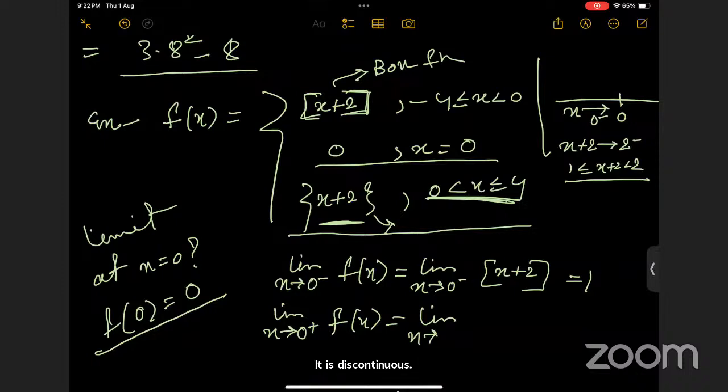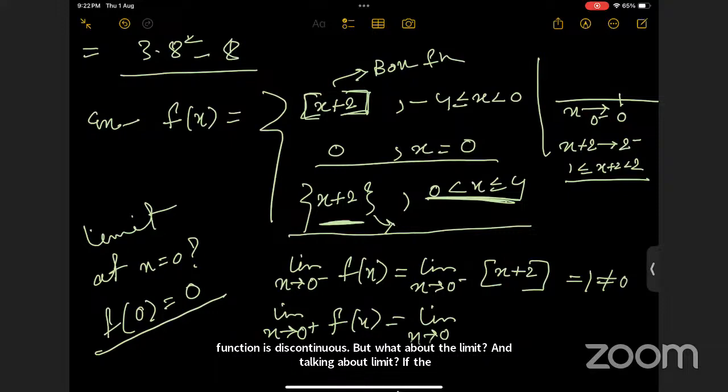But what about the limit? It is discontinuous because 1 is not equal to 0. That's what I'm saying. On the left side we found it is approaching 1 and the value is 0. There is a discontinuity. Why should we worry about the right side, whether it is approaching or not? No, it's fine. This function is discontinuous. But what about the limit? I'm talking about the limit. If the function is discontinuous, still there is a chance for the limit to exist, right?